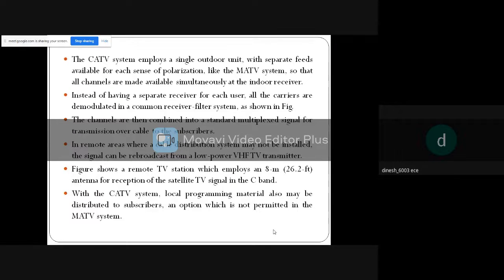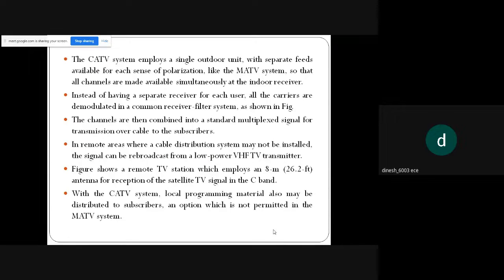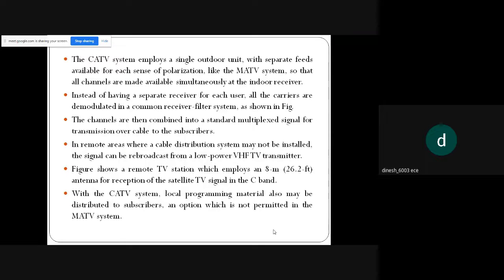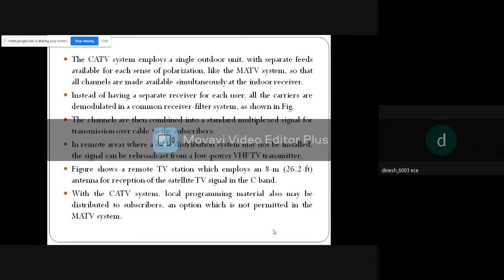So let us see how the channels are combined. The channels are combined into a standard multiplex signal for transmission over cable to subscribers, just like your cable TV operator. The remote TV stations employ, at a distance of 8 meters, which is 26.2 feet, an antenna for reception of satellite TV signals in C band. So the height of the antenna deployed in the outdoor unit could be 8 meters.